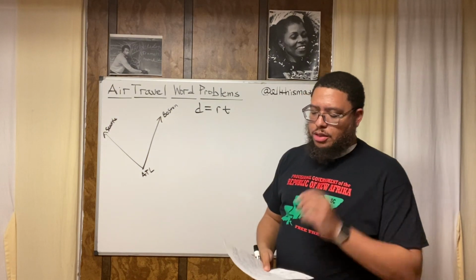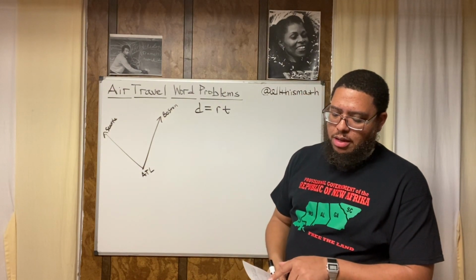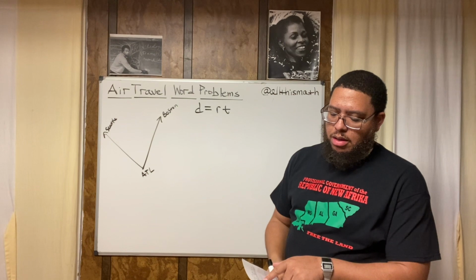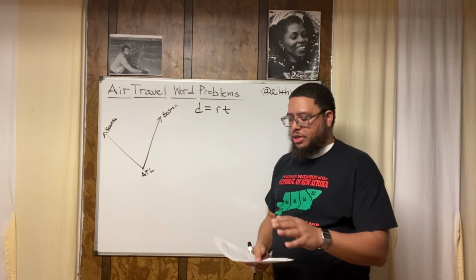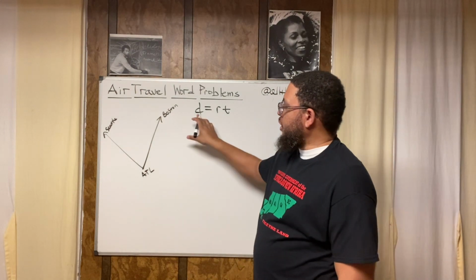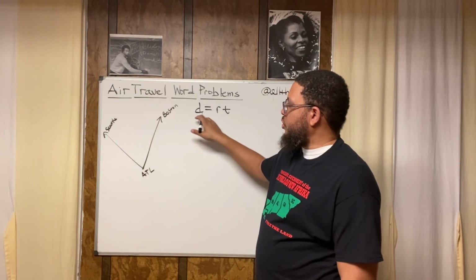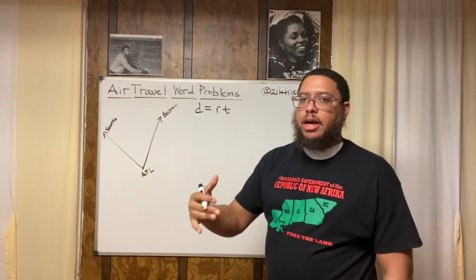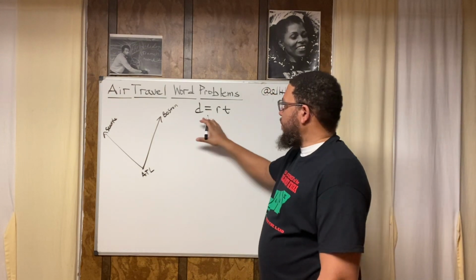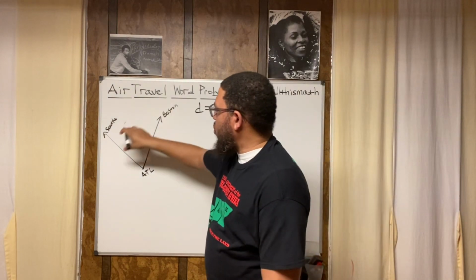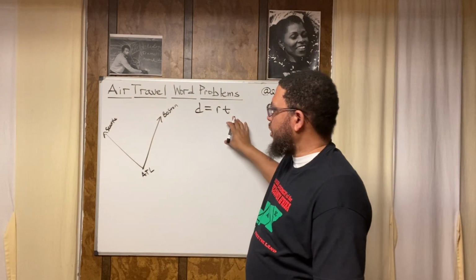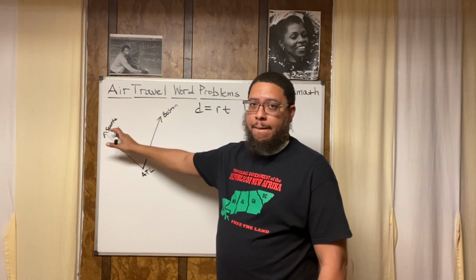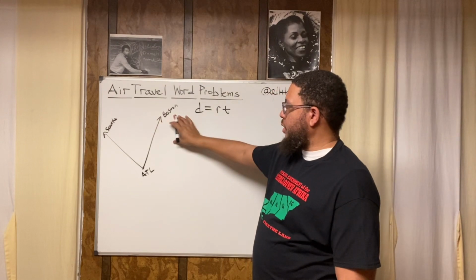Now, this problem says that the total distance traveled by both planes is 3,124 miles. So in this case, our D is 3,124 miles. But let me break it down, though. This is how we know this. Imagine each of these planes has their own DRT, their own distance, rate, time formula. The plane to Seattle has one, and the plane to Boston has one.